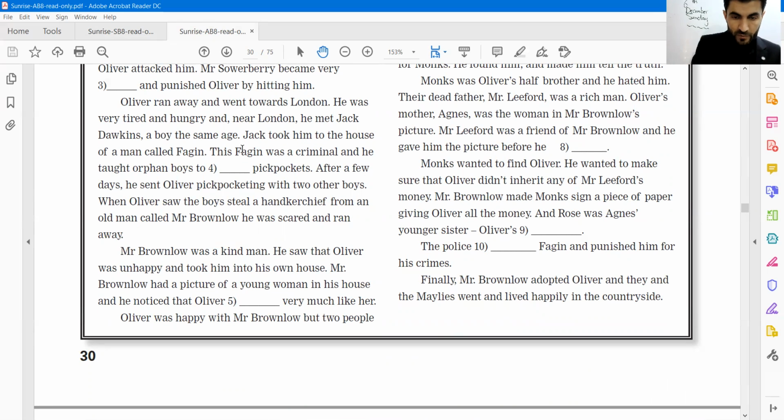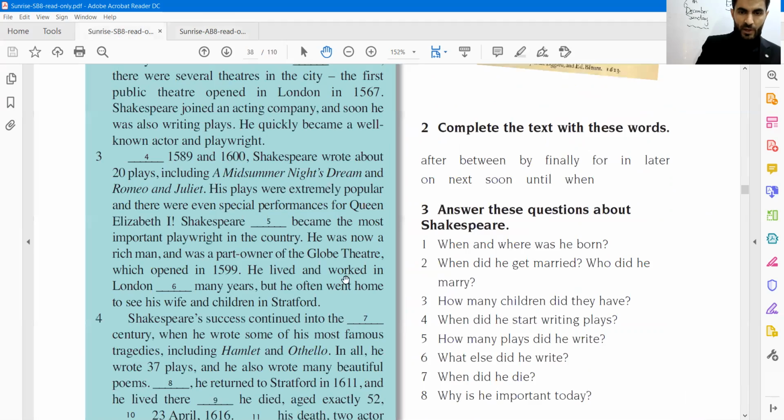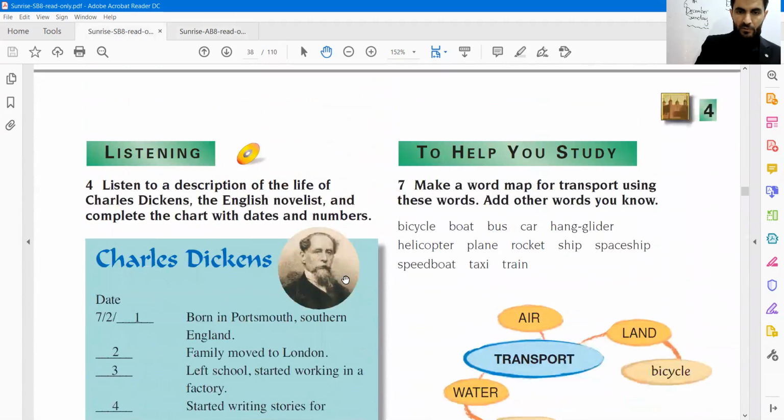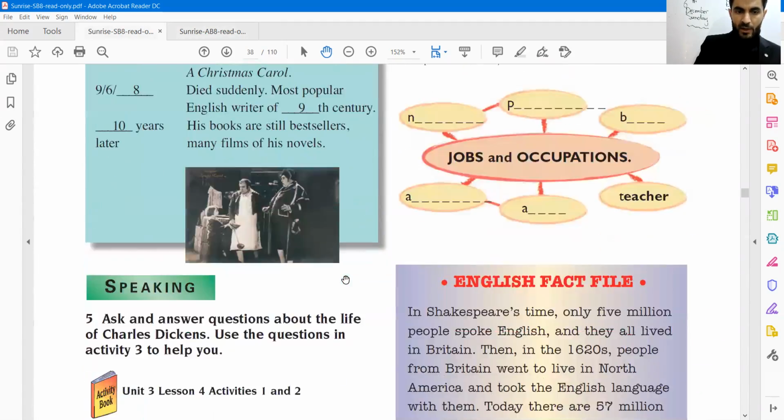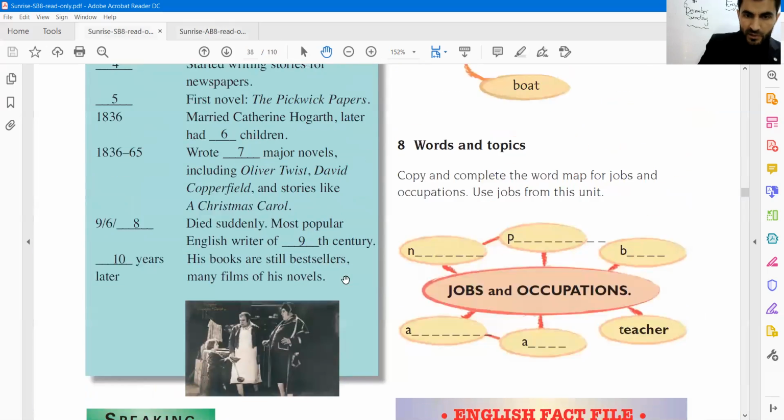Okay, so that was all for today. I hope to see you in the second part, in part 2, which is going to be this one, for tomorrow, on page 39 in the students book.